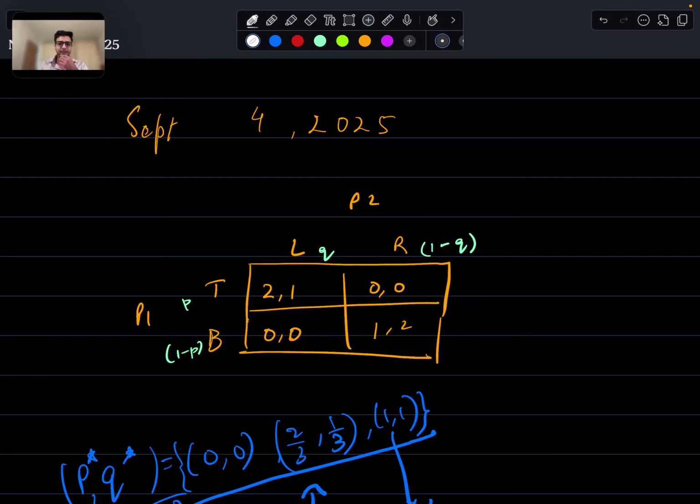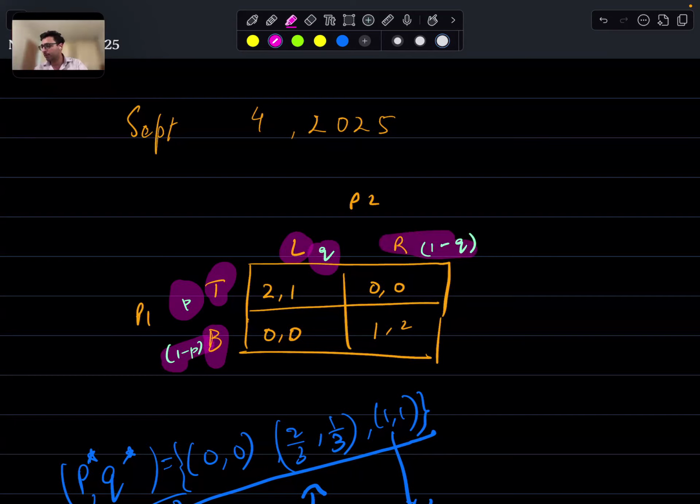All right. So let's start from where we left off. We considered this game where player one has two actions, top and bottom, player two has two actions, left and right, and we wanted to find all possible mixed strategy Nash equilibria. The way we do it is again by assuming that player one chooses T with a probability P, and therefore chooses B with a probability 1 minus P, and player two chooses L with a probability Q, and R with a probability 1 minus Q.